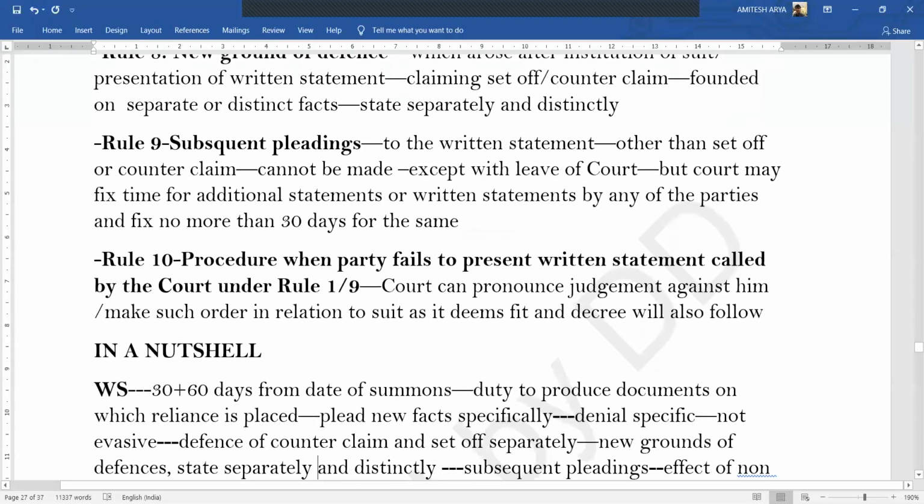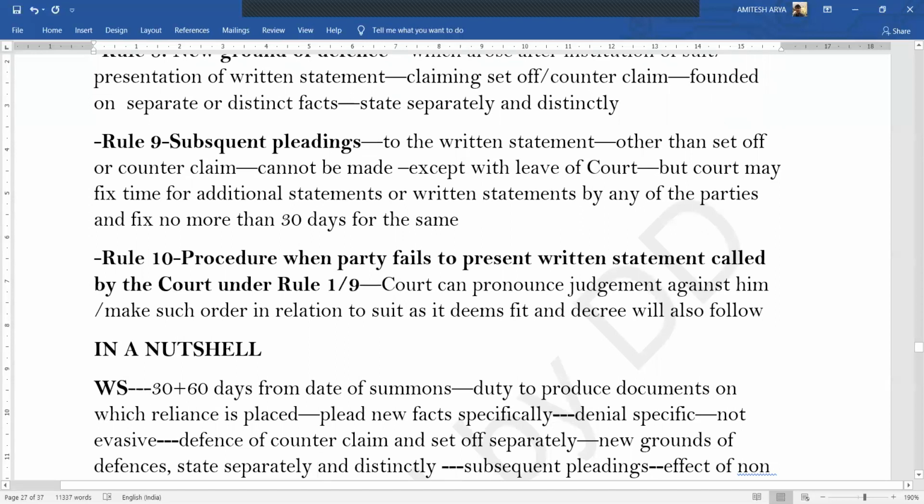What are we seeing? We are seeing the time limits here. We are seeing the duty to produce it. We are seeing how you should deny, how the denial should be there. If you are not denying, it should not be evasive. If you are not denying, then what will happen? It is taken as admitted.